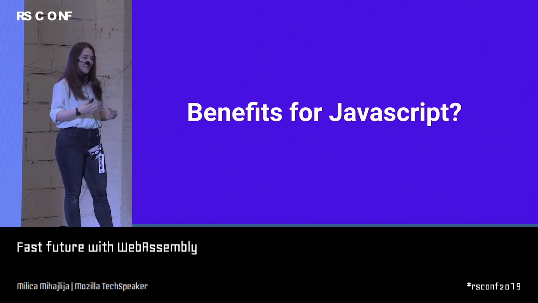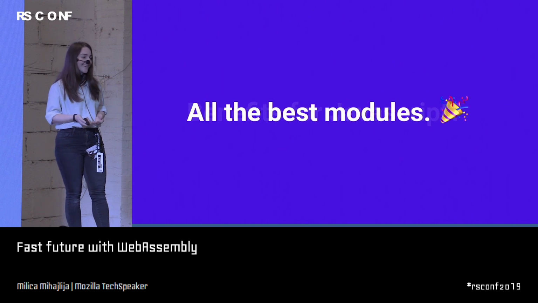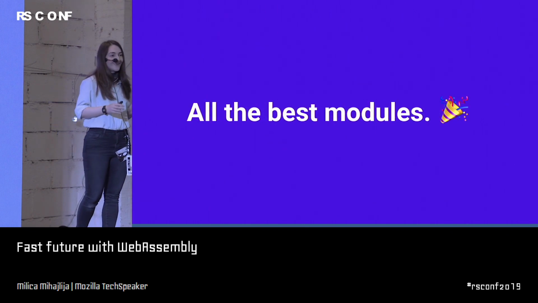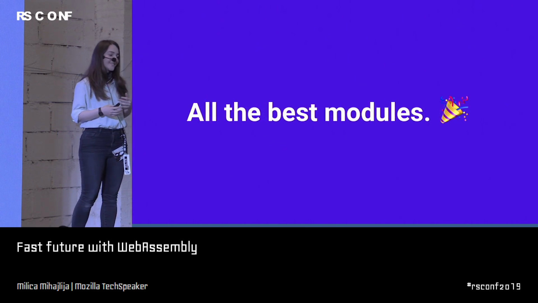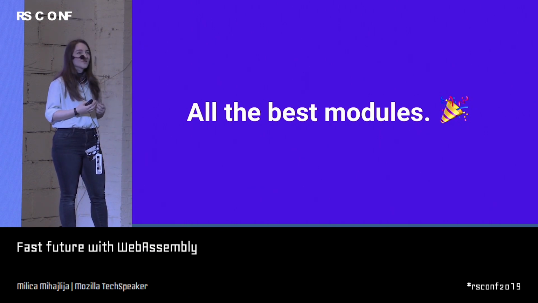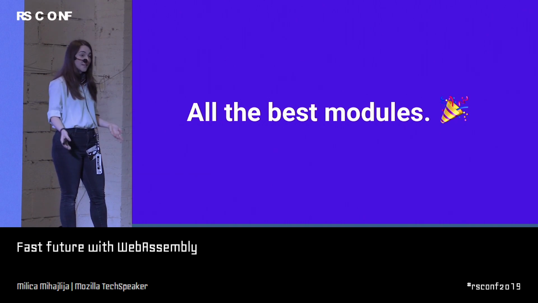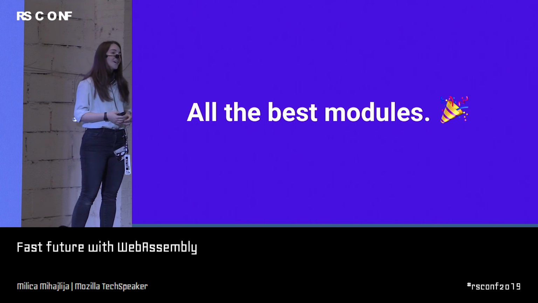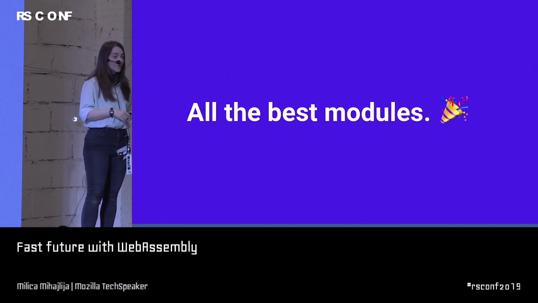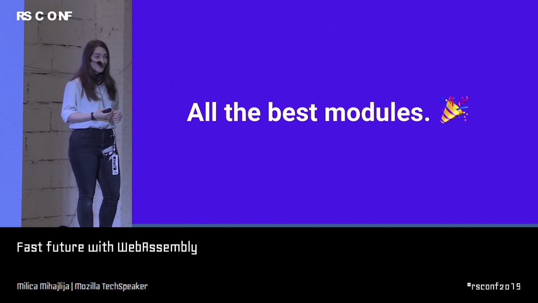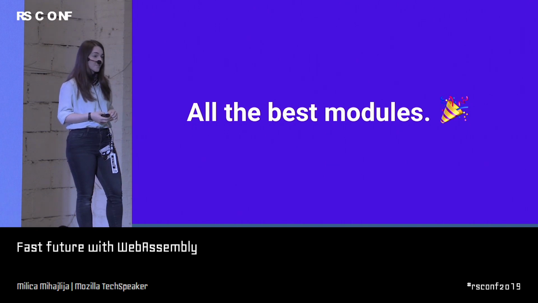So, what are the benefits of all of this for JavaScript developers here? I'd say we get all the best modules. This integration with JavaScript makes it more powerful because we get all the best libraries from all the different languages available to us to use in our JavaScript apps. I think JavaScript in part expanded a lot because of NPM and the ease of distributing modules. The thing is, WebAssembly modules are also published on NPM. There are 600 modules available already.